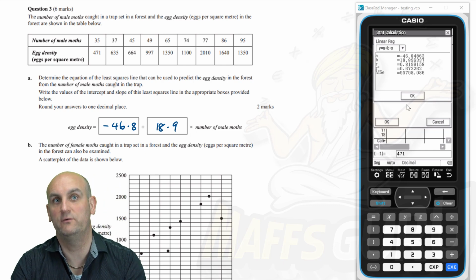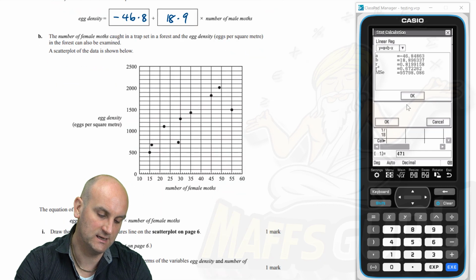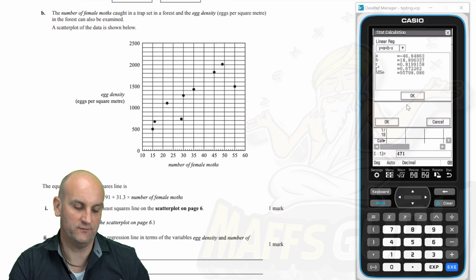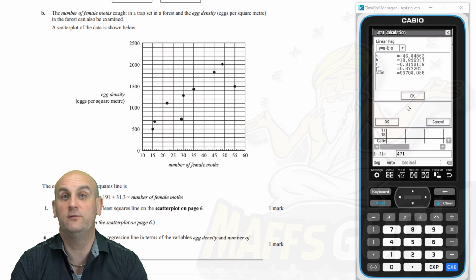So make sure you round to the correct order of magnitude. The number of female moths caught in a trap is set in a forest, and the egg density in the forest was examined. The scatter plot of the data is shown below, and they've given you the equation here. And it says draw the graph of this least squares line on the scatter plot on page 6. Okay, so you had to draw it on page 6.